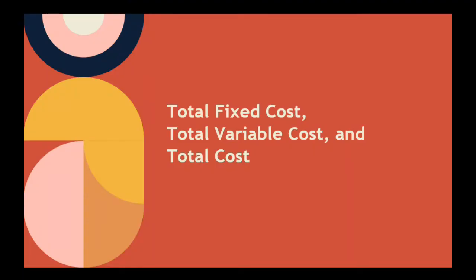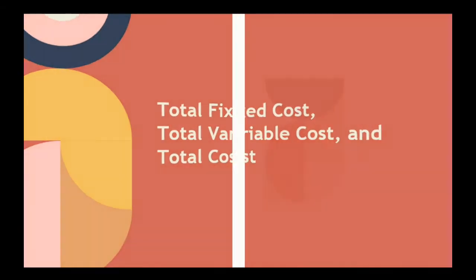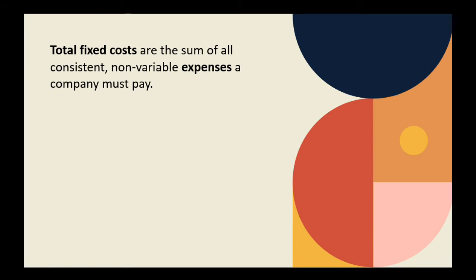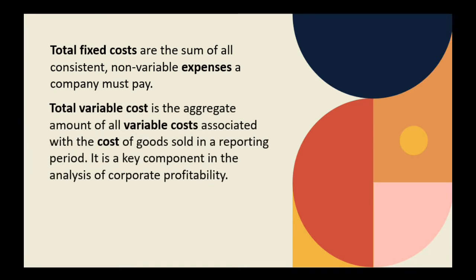Therefore, total fixed costs are the sum of all consistent non-variable expenses a company must pay, while total variable cost is the aggregate amount of all variable costs associated with the cost of goods sold in a reporting period. So it is a key component in the analysis of corporate profitability.